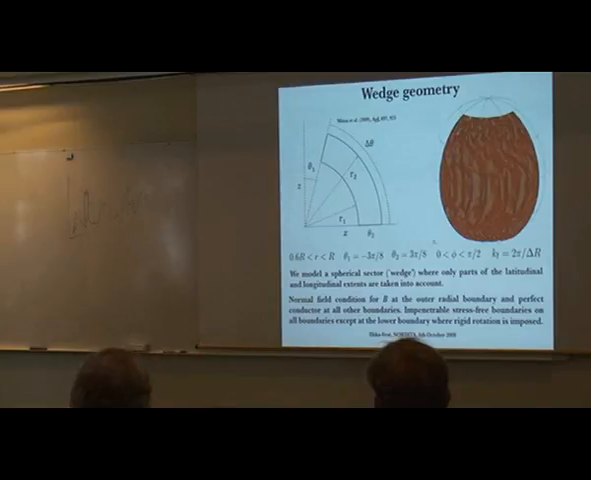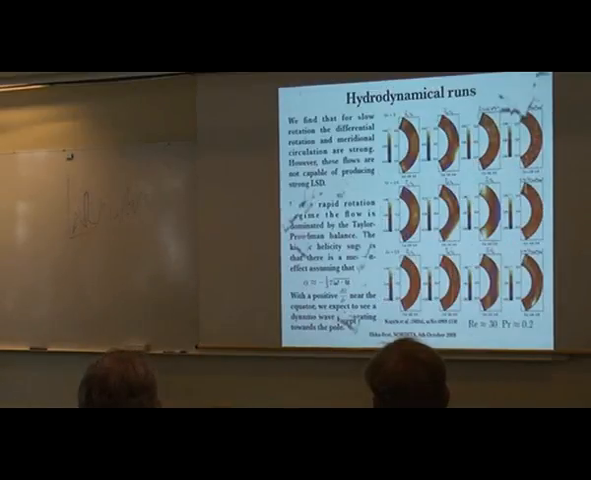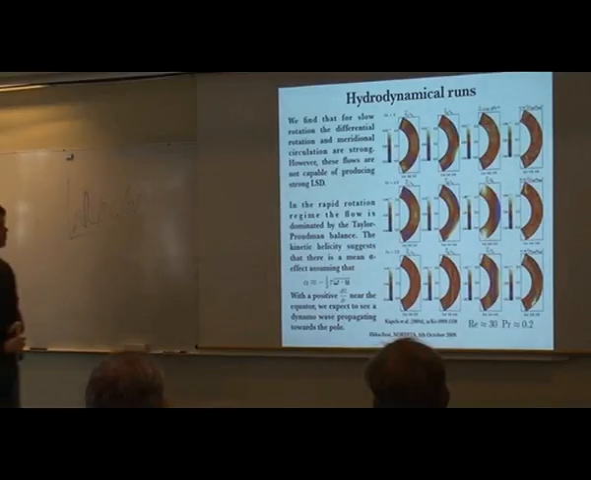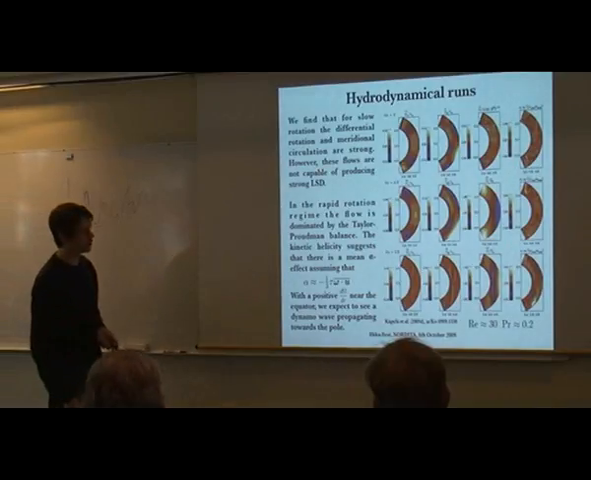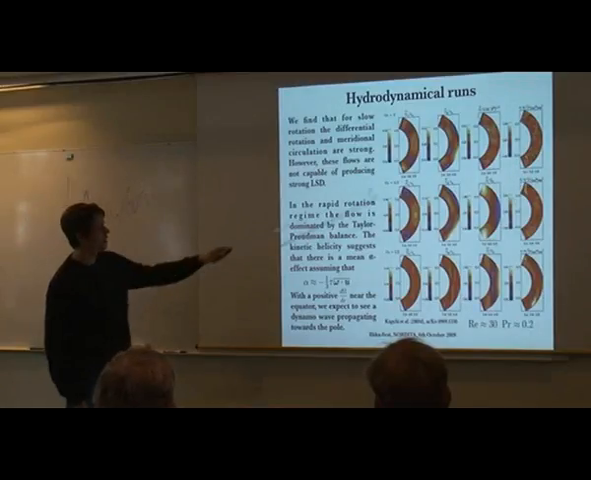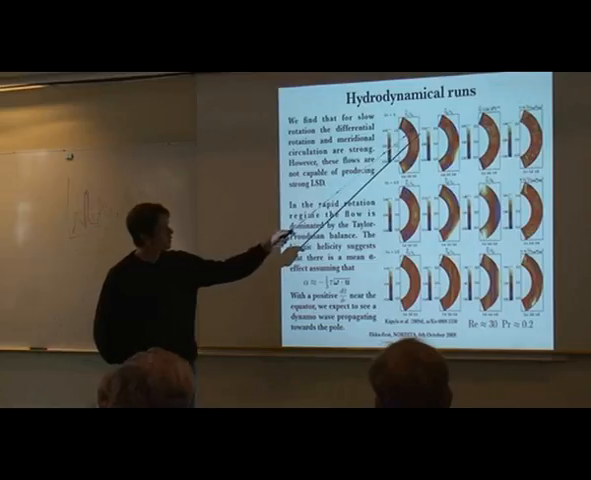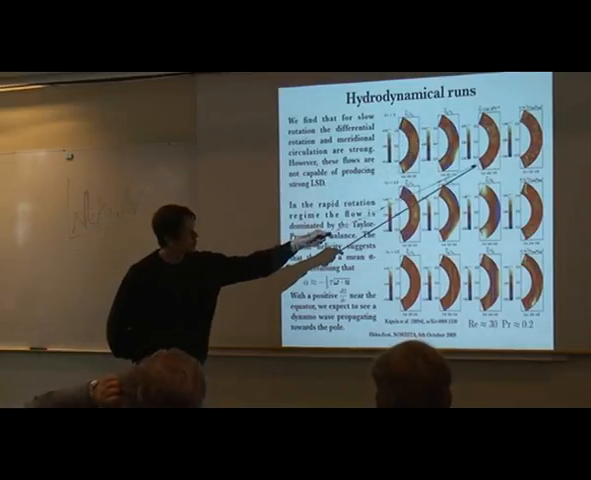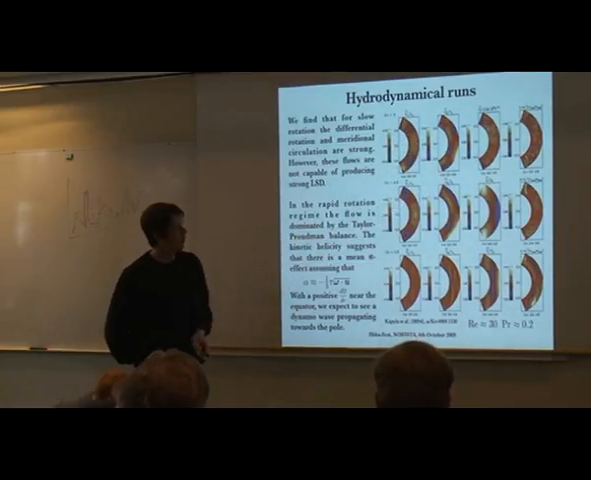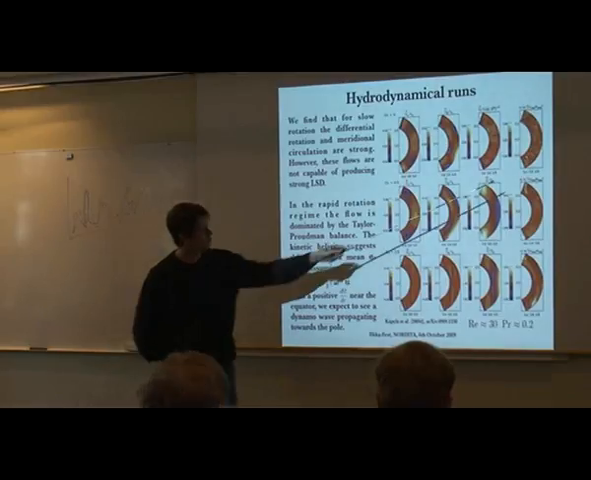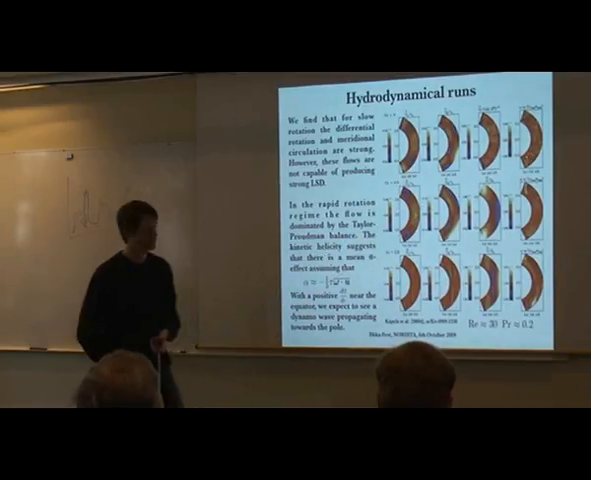Okay, so this is the basic geometry that we are using. And then we do some hydrodynamical runs. This is not a very good picture in hindsight. This shows azimuthally averaged components of the velocity, radial and latitudinal, and this is now the rotation, omega. And then we have kinetic helicity.